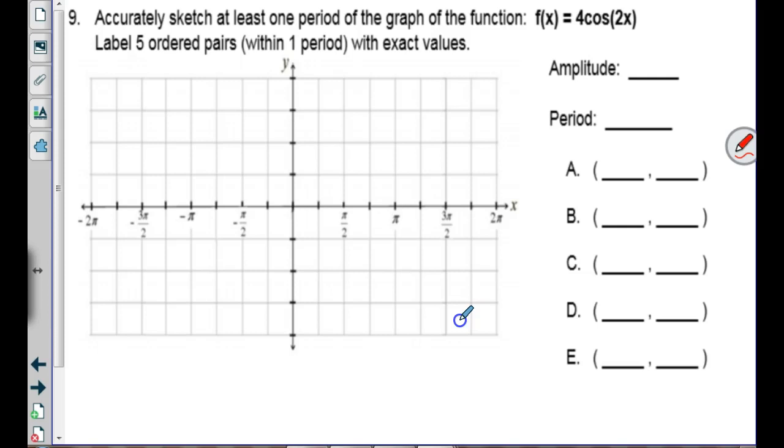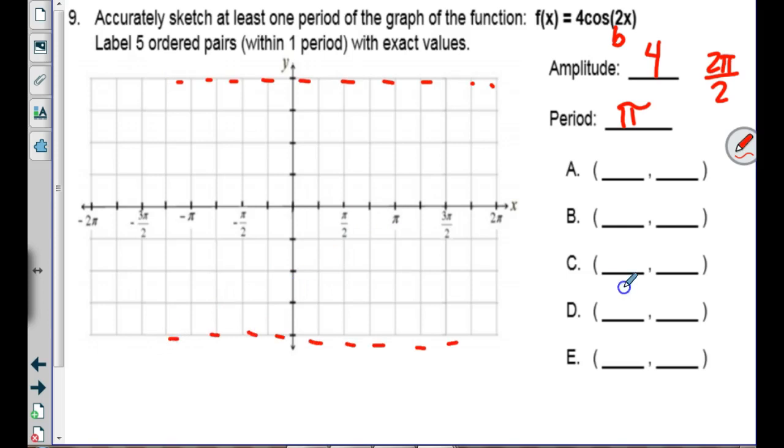Okay, now we have to actually graph one and label all the quarter points. It says accurately sketch at least one period of this function. Okay, what two things have changed here? The amplitude is 4, and the period is 2 pi divided by this b value of 2. So we get the period is pi. All the maximums are going to be up here at 4. All the minimums are going to be down here.